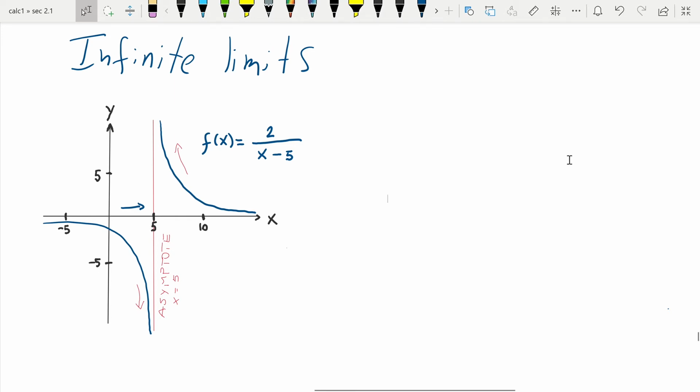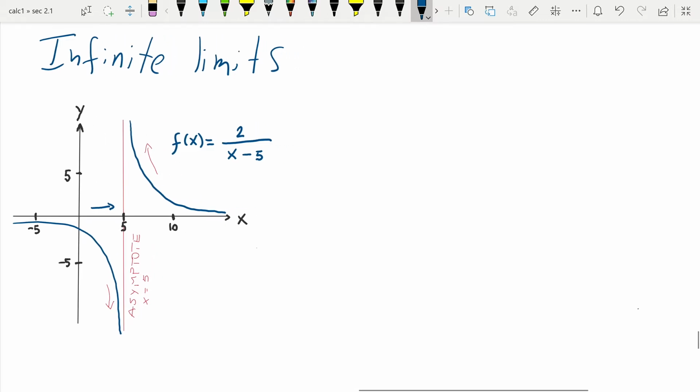Now we analyze the situation where f doesn't approach anything but rather becomes unbounded as x approaches a certain number. So here, the first example we have is the function f of x equals 2 over x minus 5. We notice that as x approaches 5, the denominator becomes smaller and smaller, and thus the whole expression blows up as x approaches 5. So the limit of f of x as x approaches 5 does not exist.